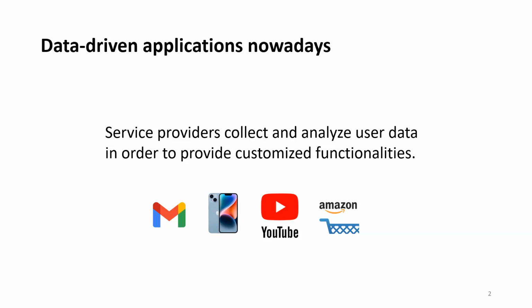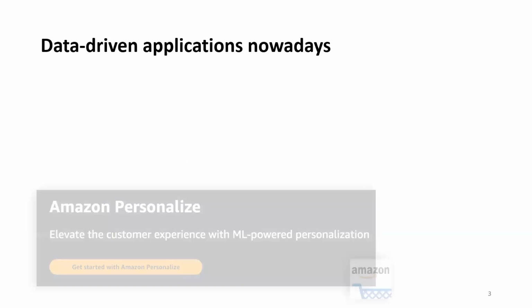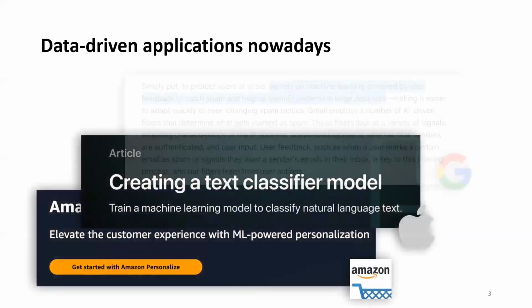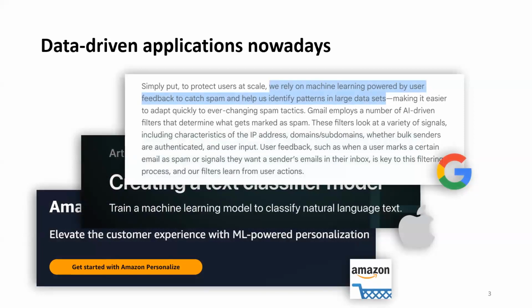So as you're probably aware, online services we use every day heavily rely on analyzing user data to provide better functionalities. Companies build prediction models for spam filters, text predictions, shopping recommendations, and more. And in recent years, machine learning has become especially popular for building prediction models. For example, Gmail uses machine learning powered by user feedback to better detect spam.